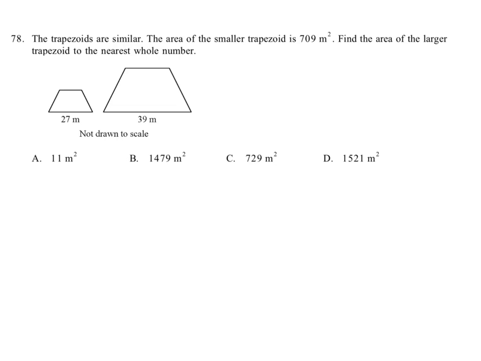Okay, the trapezoids are similar. The idea here is that if you know the ratio of the length, then you square that ratio to find the ratio of the areas. So let's take these two side lengths that they gave us, 27 over 39, and let's simplify them. We can divide them both by 3, and we get 9 over 13. That is what the side length ratios are.